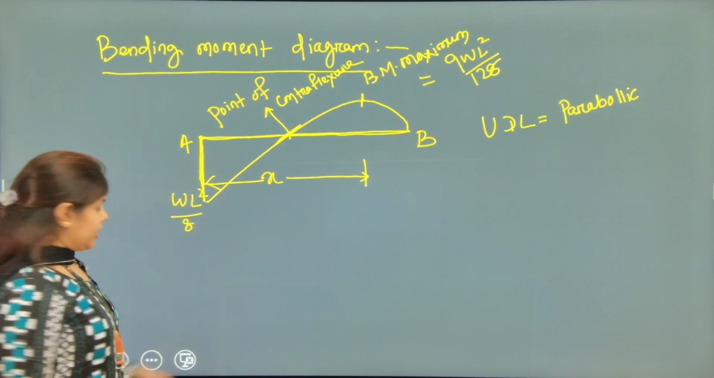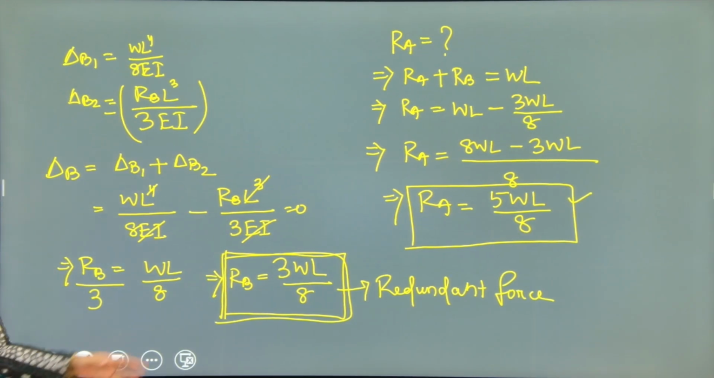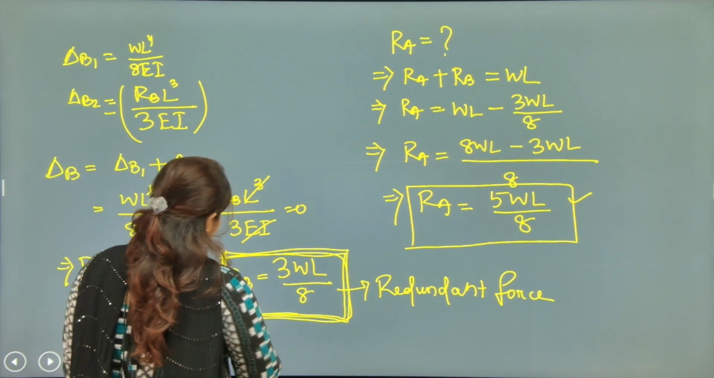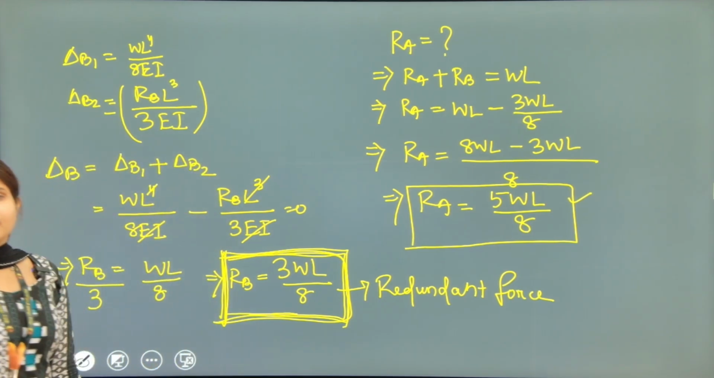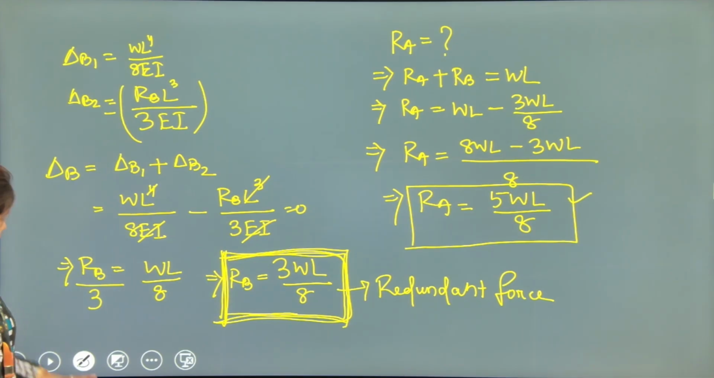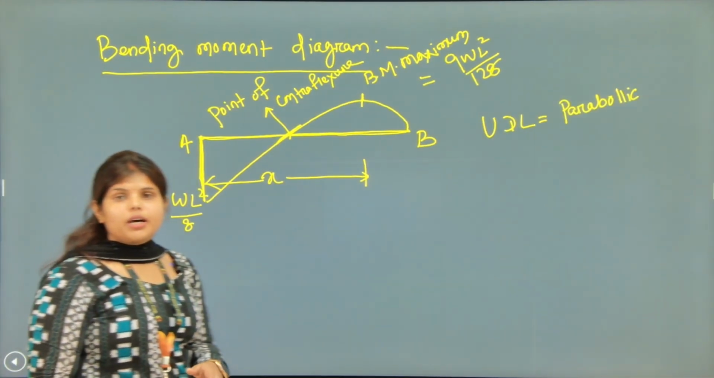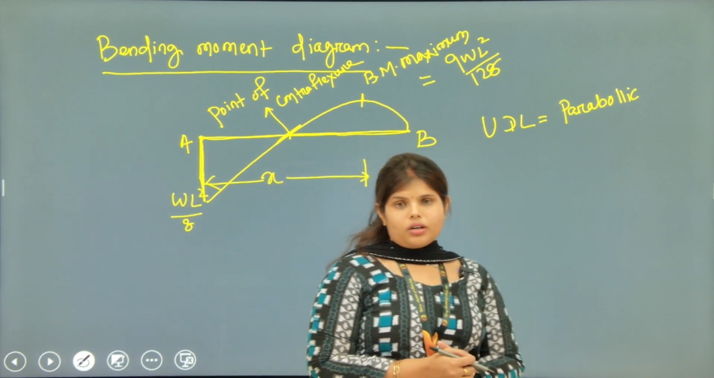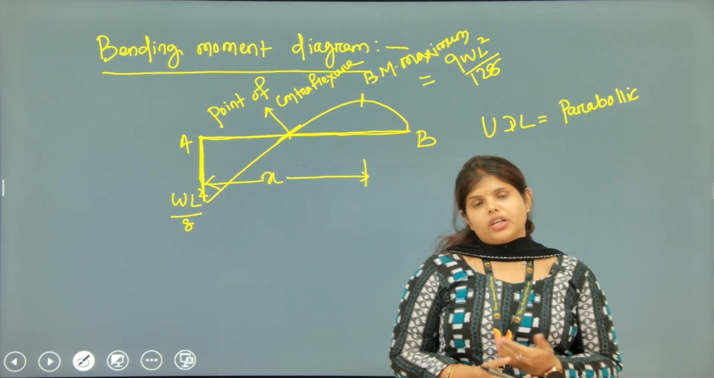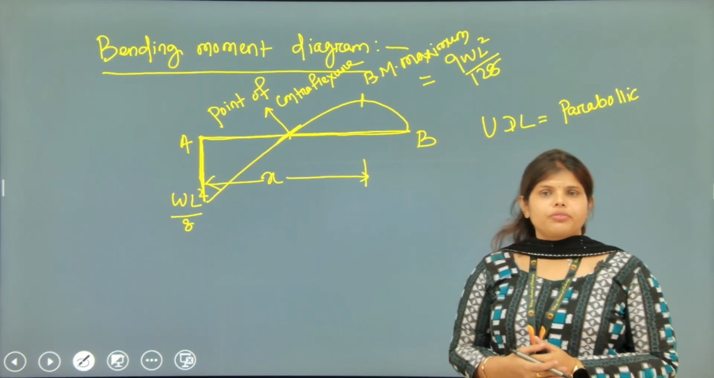To solve by the method of consistent deformation, the first thing is to get the RB value here. The first thing we need to do is finding out the redundant force. Then we can put the equilibrium equation and we will get the rest of the values. So in this class we have solved the method of consistent deformation in case of a propped cantilever. In our next class we will solve another kind of problem with more redundant forces. Thank you.